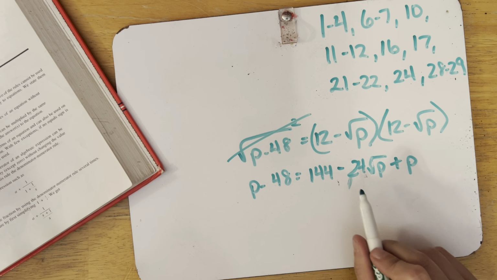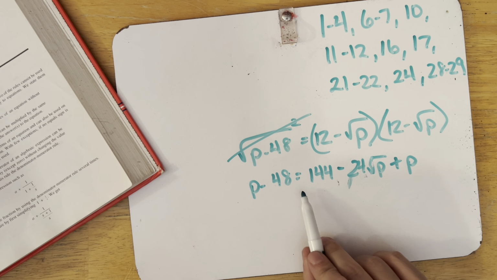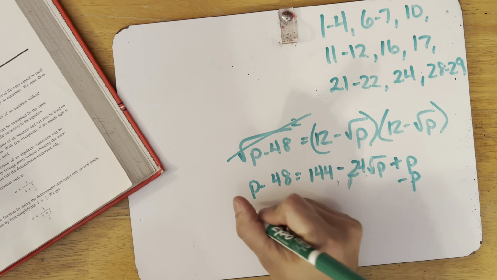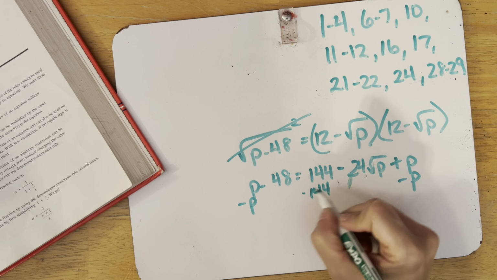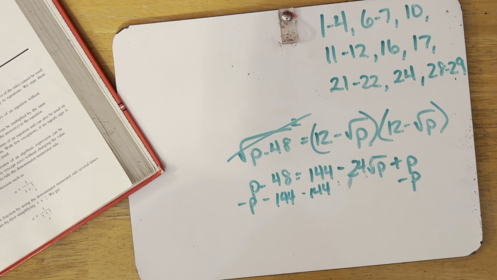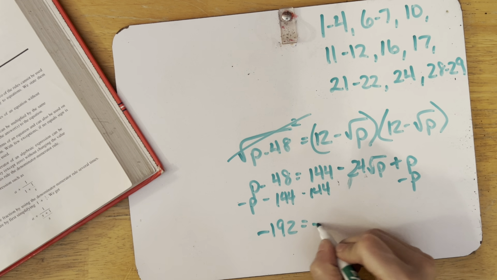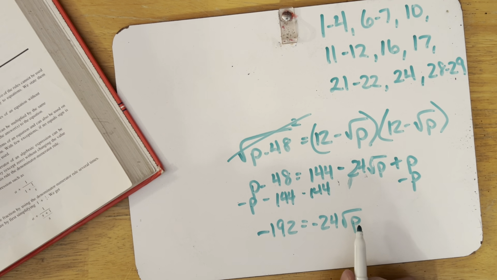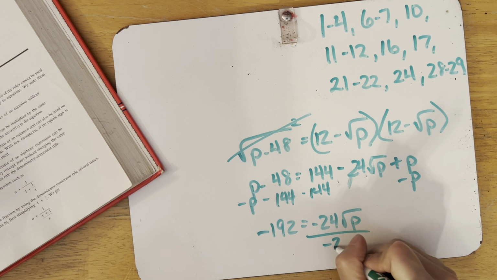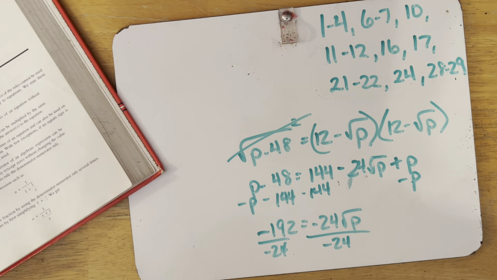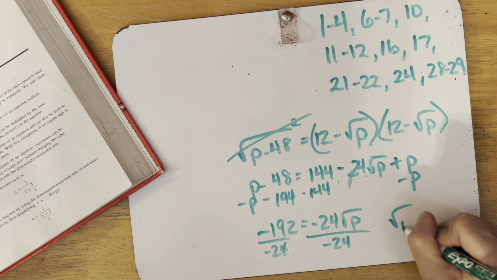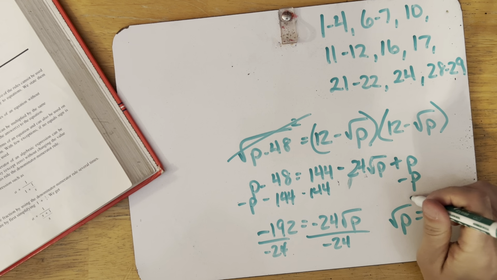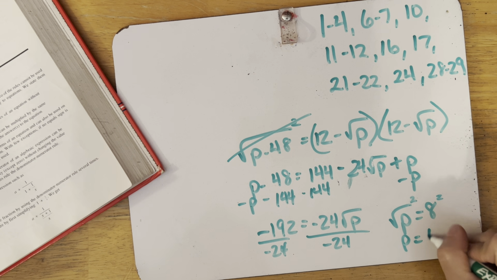Okay, now we want to move this 144 over here and this p. So minus p is going to get rid of the p's on both sides. Minus 144. 144 plus 48, so we have 192 equals negative 24 times the square root of p. I'm trying to get the square root of p by itself, so I'm going to divide both sides by negative 24. And the square root of p equals 8. I've got to square both sides to get p by itself, so p equals 64.